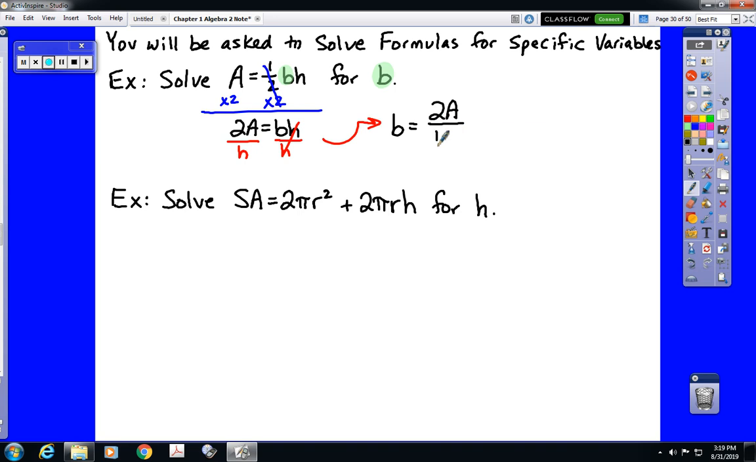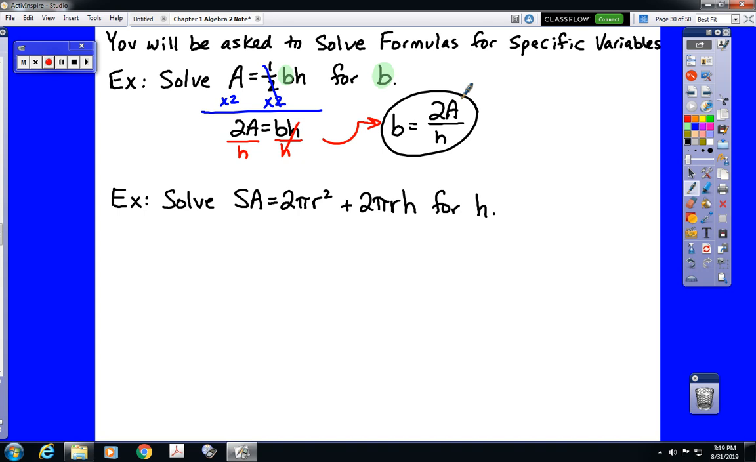We have b times h, so we divide by h, which gives us b is equal to 2a divided by h. For those of you that are not familiar, area equals 1/2 base times height is the formula we're working with. That's the area of a triangle. What we have just done is rearrange that equation so that now we can find the length of the base by dividing twice the area by the height.